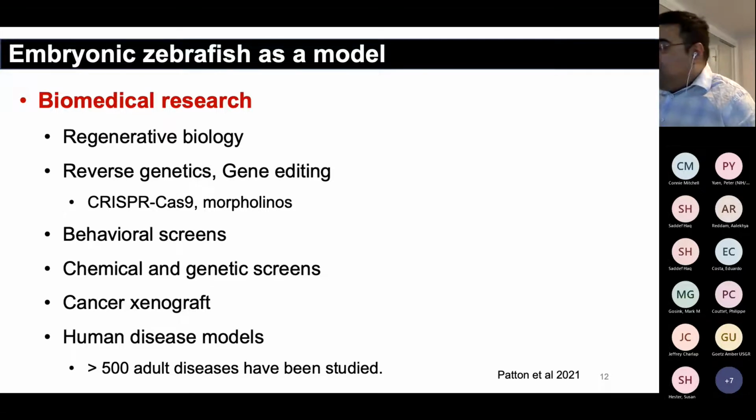Zebrafish has also been used in cancer biology as a xenograft model. And also, overall, zebrafish has been widely used as human disease models. In fact, more than 500 adult diseases have been studied using zebrafish as a model.